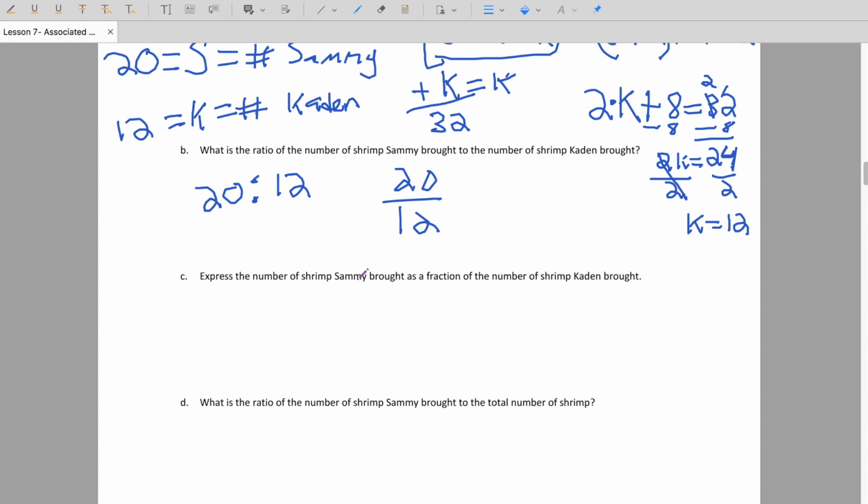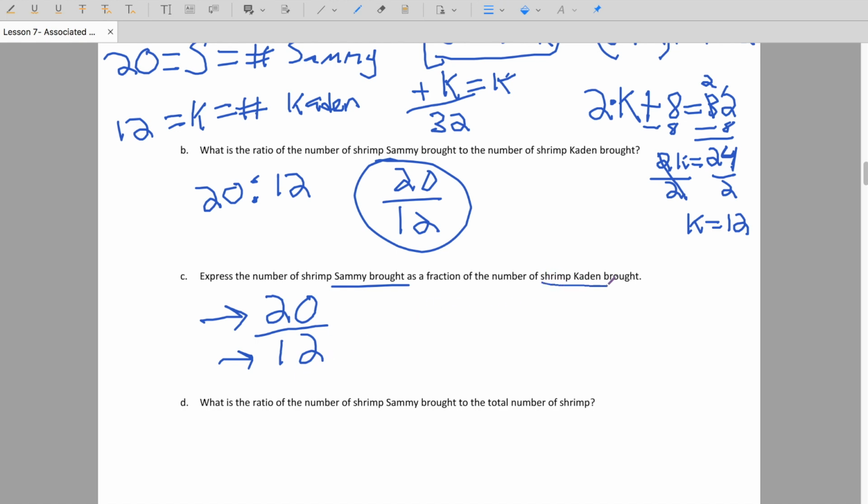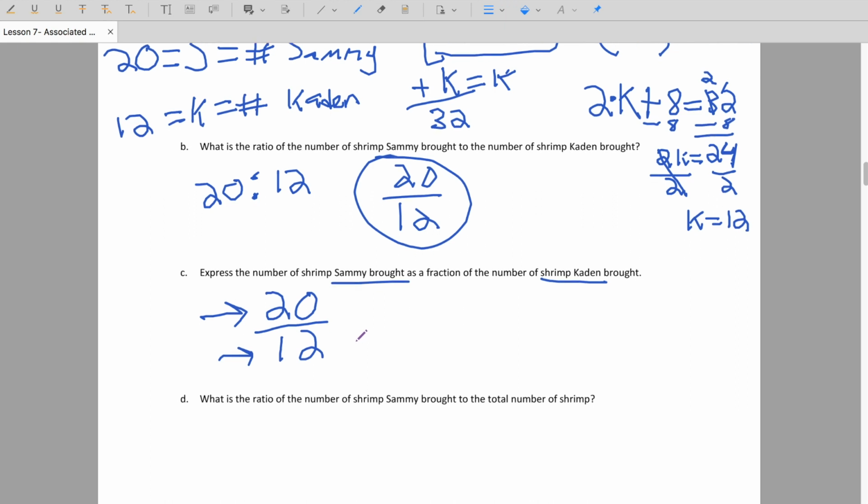Well, we know Sammy brought how many? Sammy brought 20. So we're going to write that first, 20. And how many did Caden bring? He brought 12. So it's the same thing as this fraction here, right? The number that we're talking about first goes in the numerator. That's the amount Sammy brought. And the number we're talking about second goes in the denominator. That's the number Caden bought. Just in case you forgot, the denominator is the top of a fraction and the numerator is the bottom. Those might be two good words to add to the vocabulary wall if you forgot.